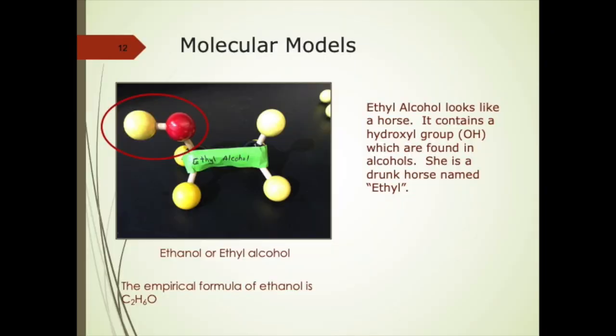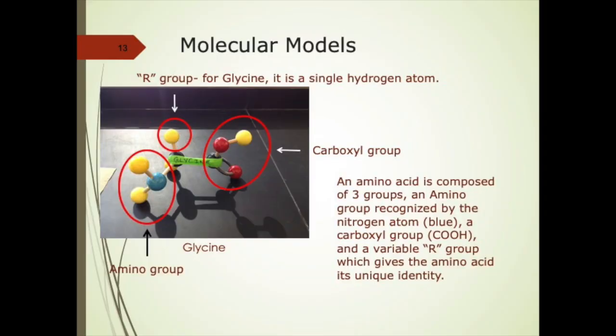So if we go into ethyl alcohol, this kind of looks like a little horse, right? Because it has that bond between that OH group, that hydroxyl group, which are found in the alcohols, right? It's ethyl alcohol. So the empirical formula for ethyl alcohol, or ethanol, is C2H6O. Okay. An amino acid is composed of 3 groups.